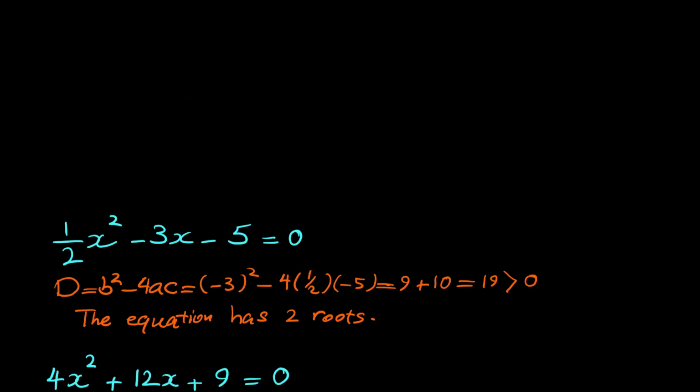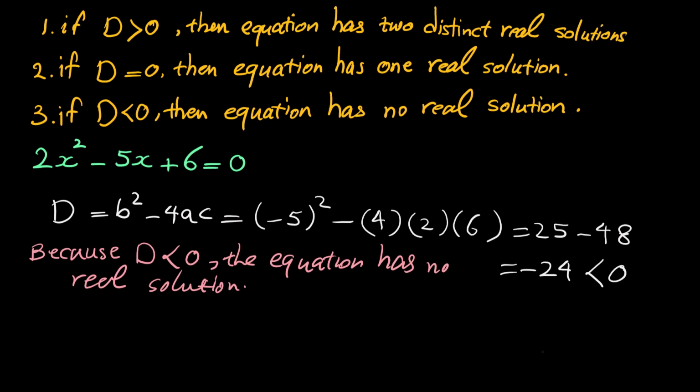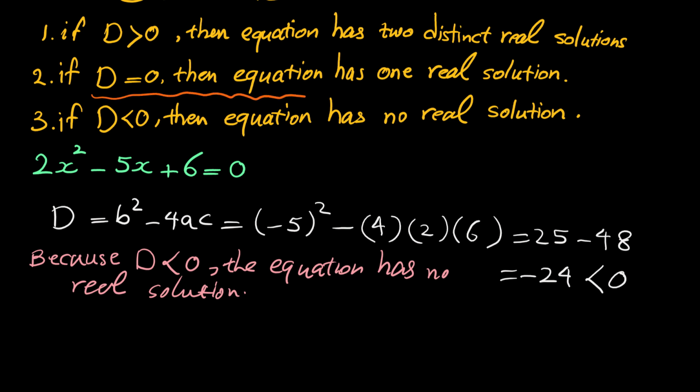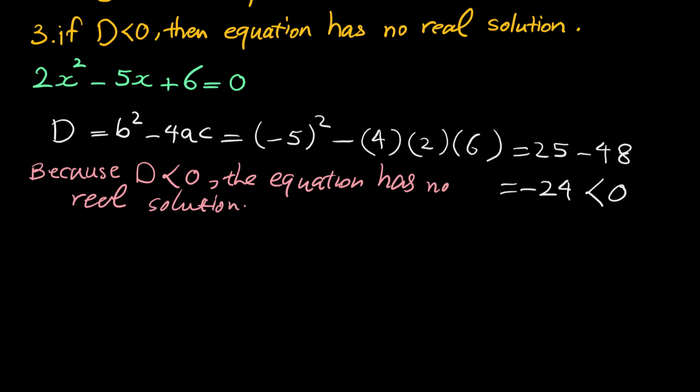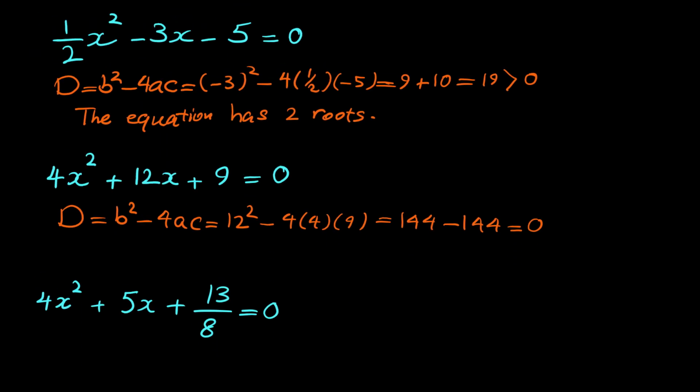If you remember, when the discriminant is 0, the equation has only one real solution. So here we conclude that the equation has one real root or real solution. Look at the next example.